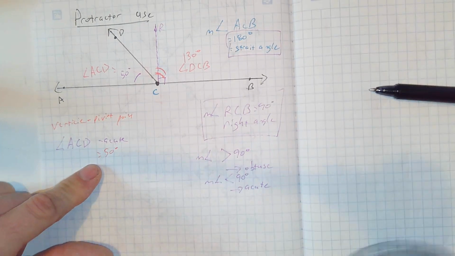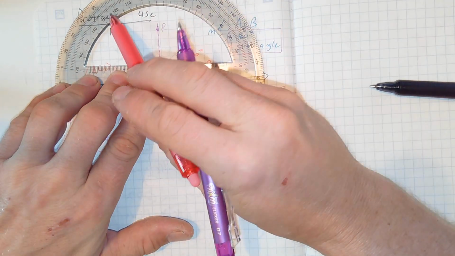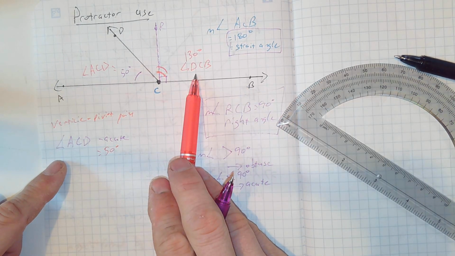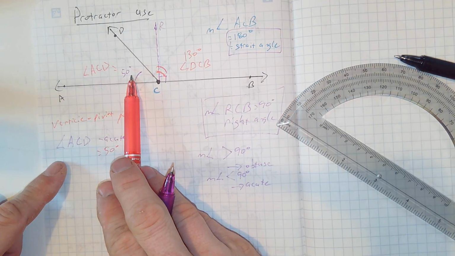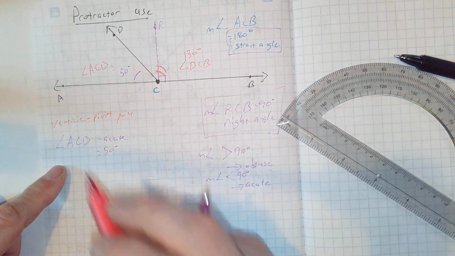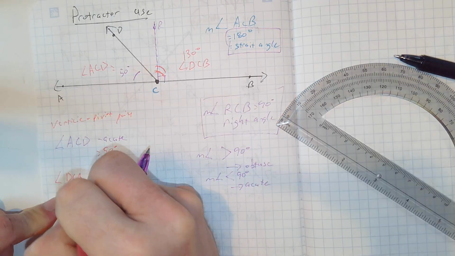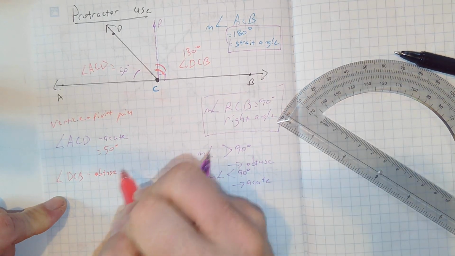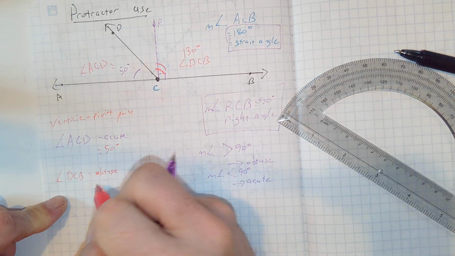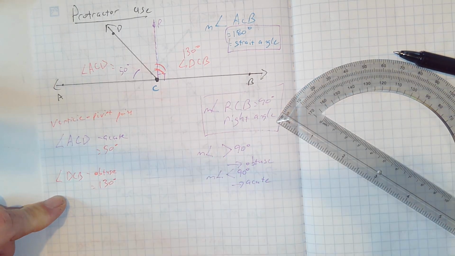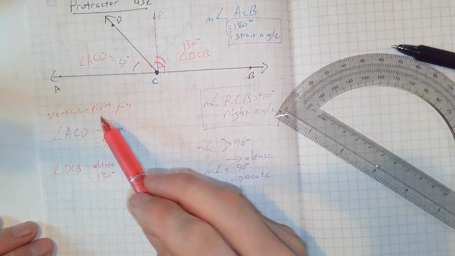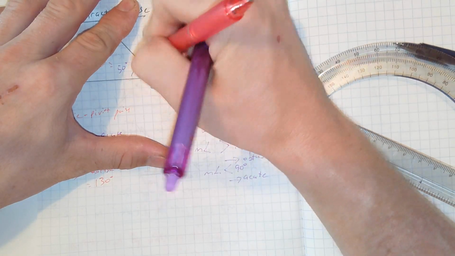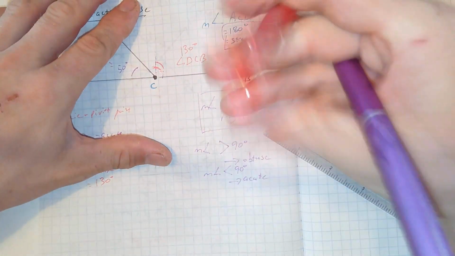How do we figure that? Well, we can measure it. Yes, there it's 130. But if I know this whole straight thing is 180, then angle DCB is just 180 minus 50 degrees. So the leftover is 130 degrees. So angle DCB is the obtuse angle, and it equals 130 degrees. Let me get rid of this little red one. I just wanted to illustrate the obtuse and the acute here.